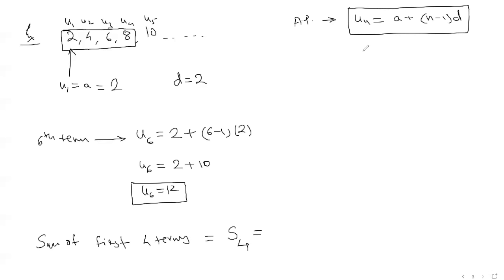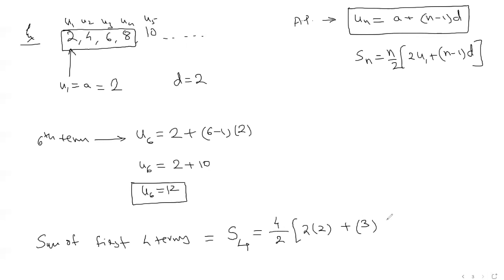S4 is equal to, so we have a formula for Sn: n over 2 times (2u1 plus (n minus 1) times d). Let's use that formula. n is 4. So it is 4 over 2 times (2 times u1, the first term, which is 2, plus n minus 1, which is 4 minus 1, 3, times d, which is 2), right? So you get S4 is equal to 2 times (2 times 2 is 4, plus 3 times 2 is 6), and 6 plus 4 is 10, times 2 is 20. So is the sum of these terms 20? Just check. 2 plus 4 is 6, 6 plus 6 is 12, 12 plus 8 is 20.